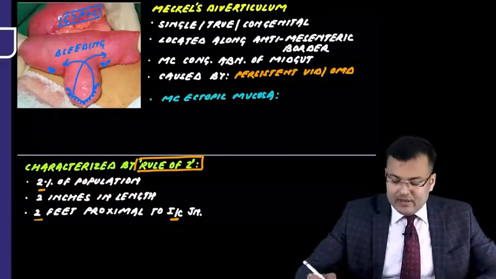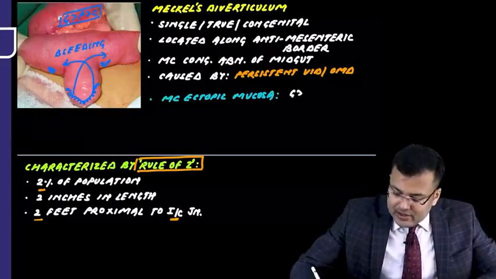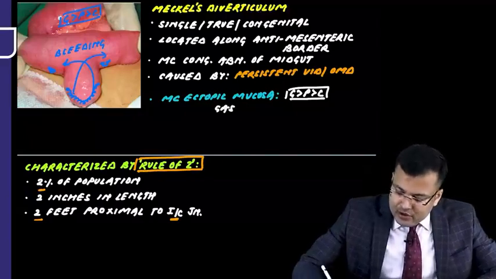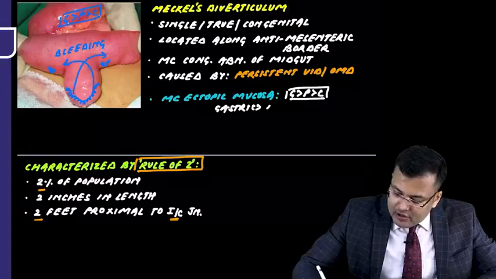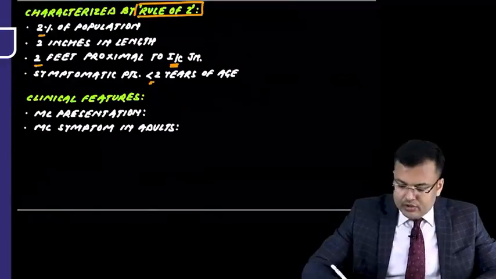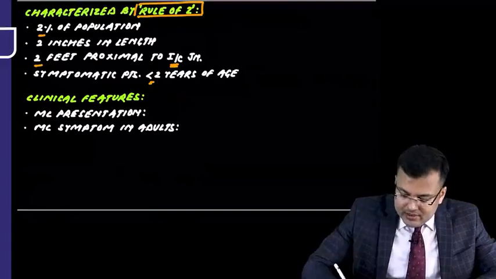What is the most common ectopic mucosa? It is gastric, followed by pancreatic, followed by colonic. How to remember? Mnemonic is GPC. Gastric, followed by pancreatic, followed by colonic. And we discussed that the most common symptom, because of ectopic gastric mucosa, is bleeding. So the most common presentation is bleeding.